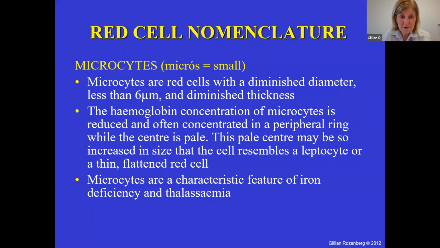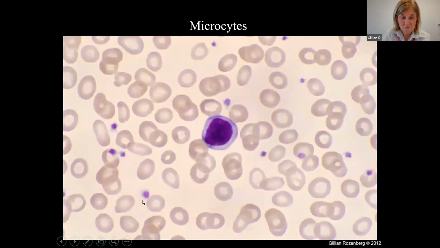So microcytes. Microcytes are red cells with diminished diameter, less than 6 microns, and they have a diminished thickness. The hemoglobin concentration of microcytes is reduced and often concentrated in a peripheral ring, while the center is pale. This pale center may be so increased in size that the cell resembles an elliptocyte, or a thin, flattened red cell. Microcytes are a characteristic feature of iron deficiency and thalassemia.